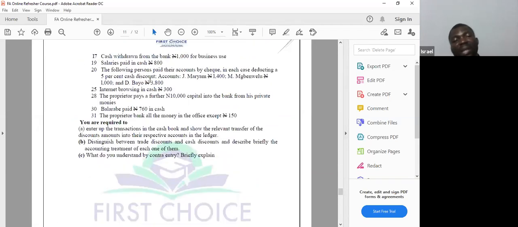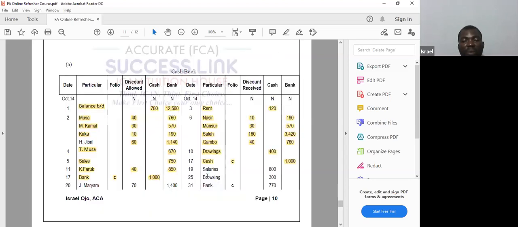The next one that we have says salary paid in cash. So whenever you pay salary in cash, it means that your cash has reduced, so you have to credit your cash account. You have to reduce the amount in there. So if you look at the solution we have here, we have salary. The purpose is salary because the second leg is going to salary account, so we have that 800 because it's cash, it was paid. That's what we're having under the cash column.